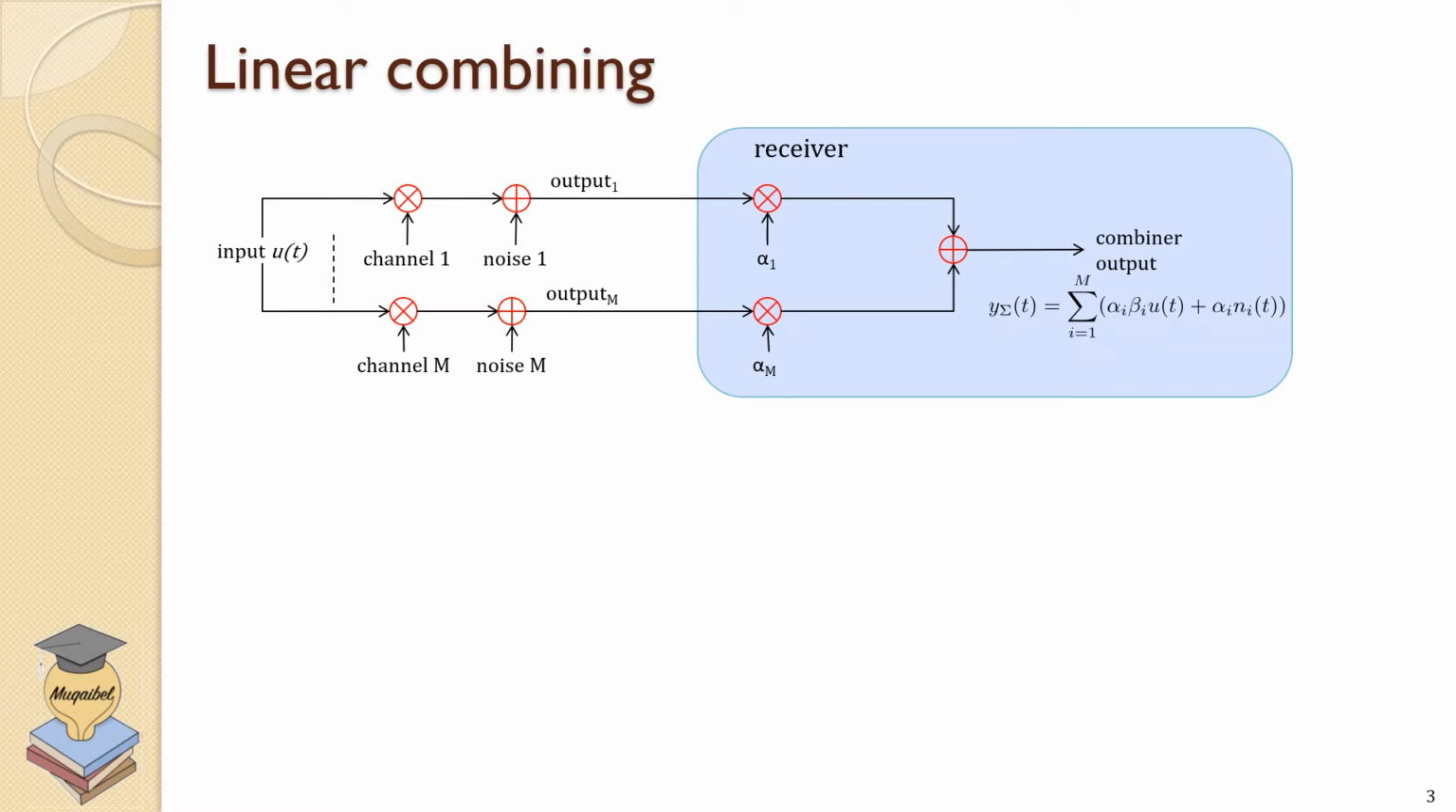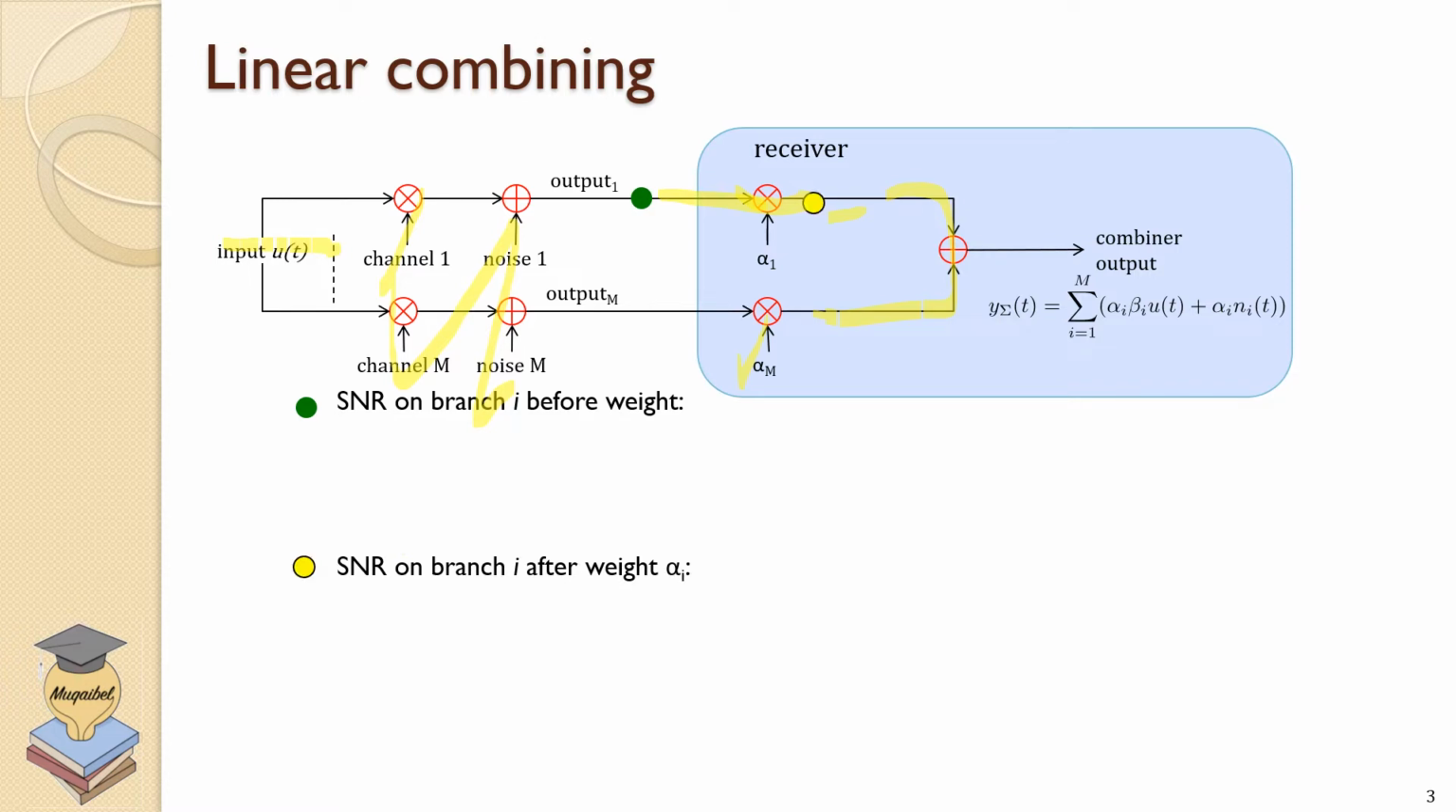Here is another figure just to illustrate the concept of combining. Here is that input signal, channel, different noises, and then at the receiver side we are scaling, and then we're combining together. Now remember that there is signal to noise ratio on the ith branch, which is shown here in green, the green dot, and then we have the signal to noise ratio after the weighting, and then we have the signal to noise ratio after the combining. These are the locations shown with green, yellow, and then red for illustration.